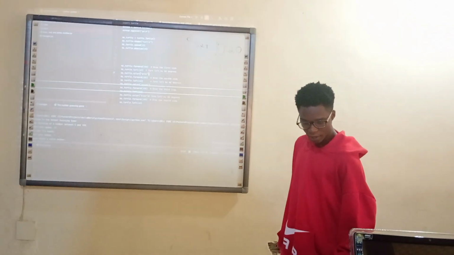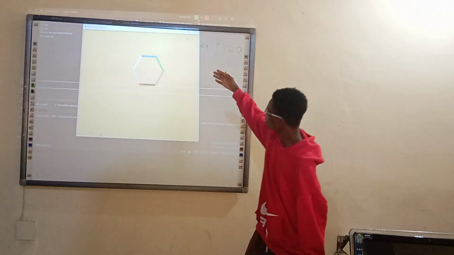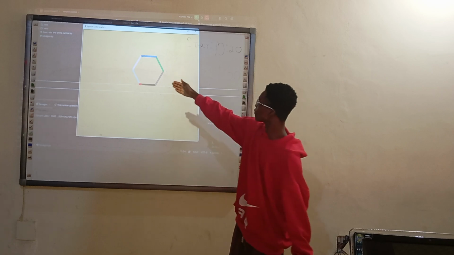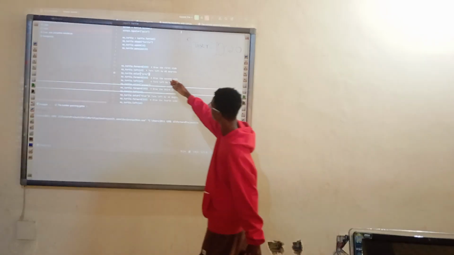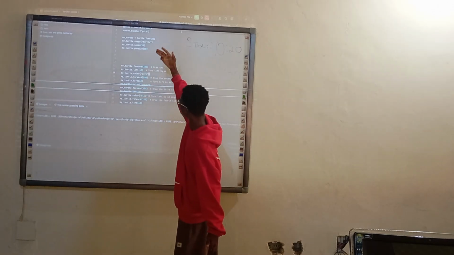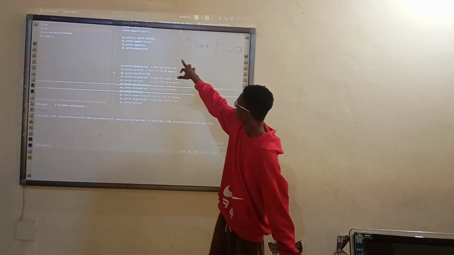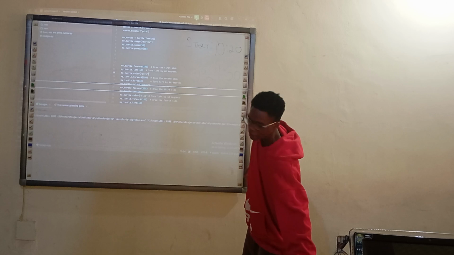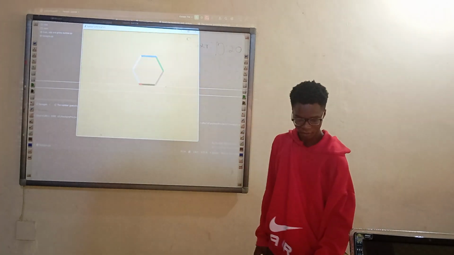So if we run the code, you see that something is drawn. The sides of the hexagon have different colors because we gave each side a color. You can see the first side is gray, the second side is green, the third side is blue, and so on. And the background was gold. That's why it runs like that.